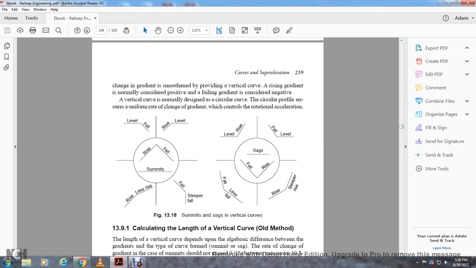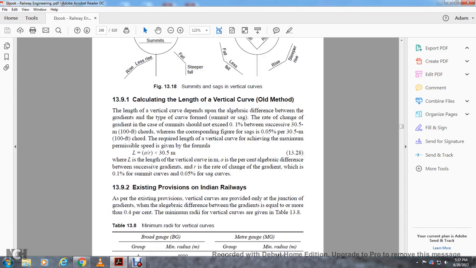Figure 13.18 shows the summits and sags in a vertical curve. This shows a rise and a fall. On the summits, a rise followed by a less steep rise, or a fall followed by a steeper fall. Sags are where a fall leads to a rise, or a fall followed by a less steep fall, and a fall followed by a steeper rise.